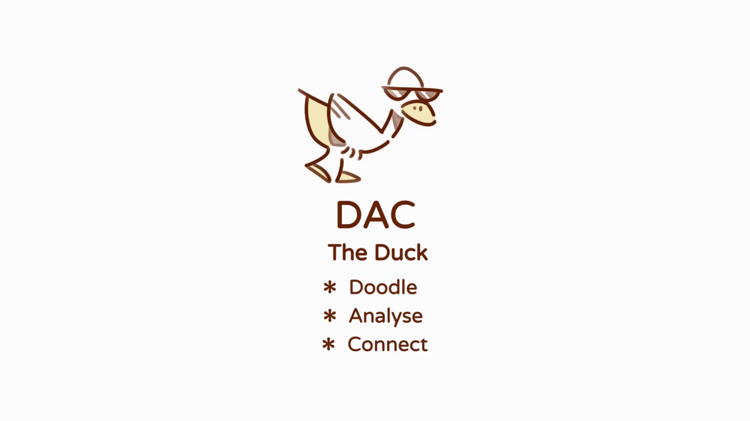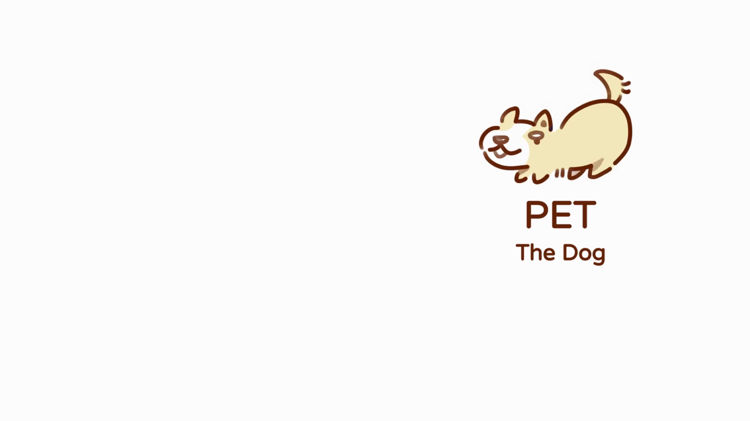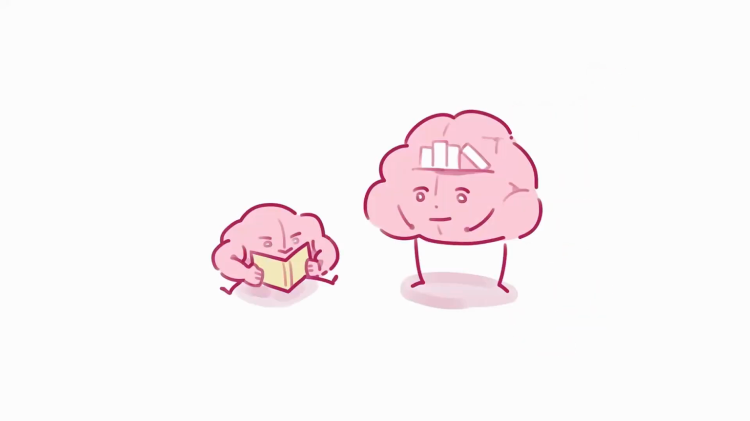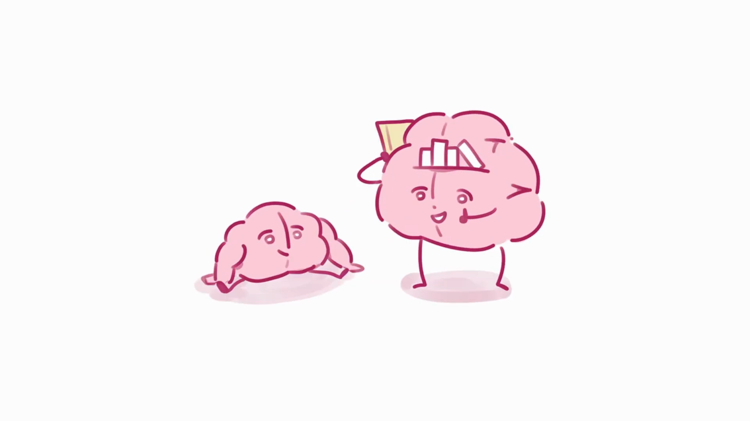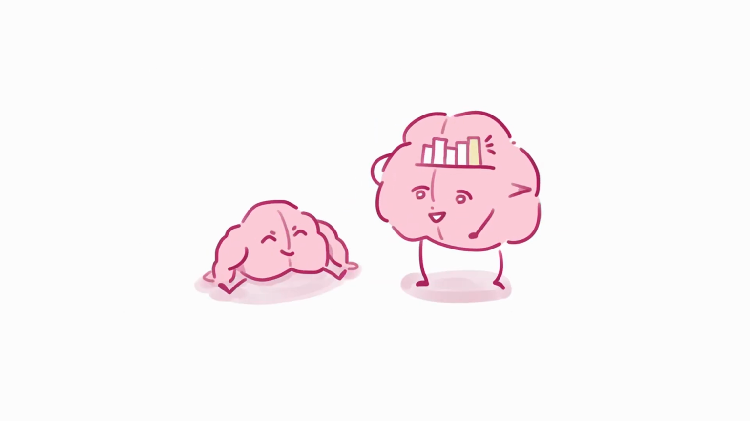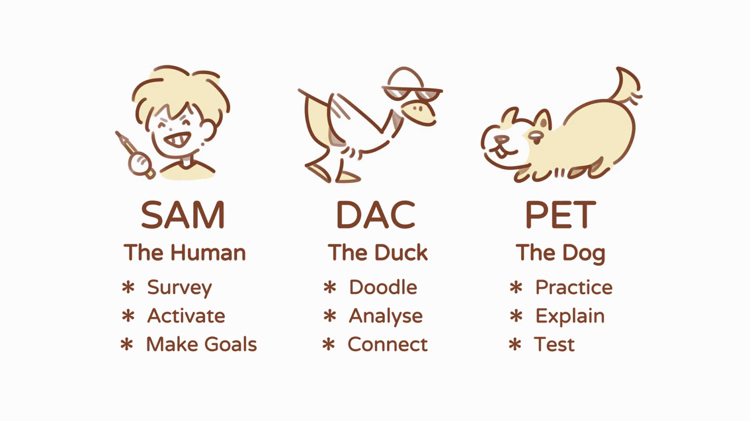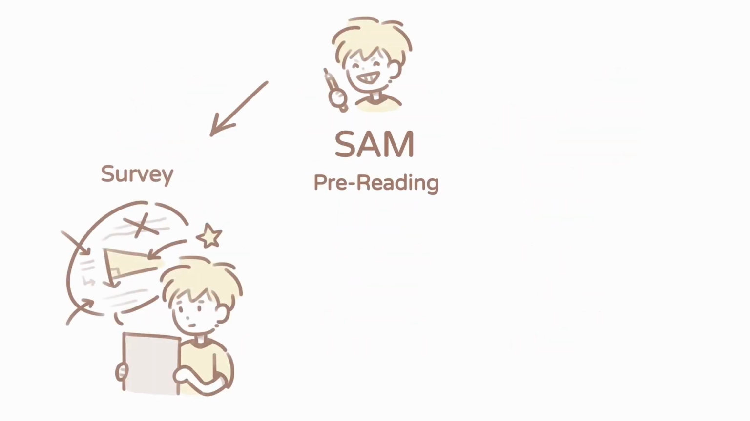This is the active part of active reading. It gets you thinking and doing while you are reading. And finally, post-reading, PET, which stands for practice, explain, and test. This is to consolidate your learning and ensure long-term retention of the information. Okay, let's look at each of these steps in detail. We start with the pre-reading.